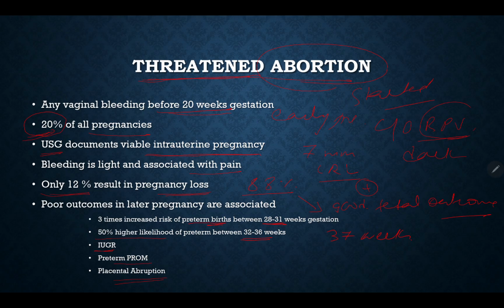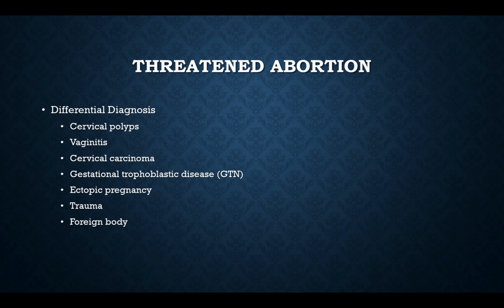So it becomes a high risk pregnancy, and you are going to call this woman repeatedly and keep an eye on these complications that may develop in such pregnancies. Now, what are the differential diagnoses? Definitely threatened abortion, although we are labeling every woman who comes with bleeding PV in her first trimester, before 20 weeks of gestation, as threatened abortion. So there could be differential diagnoses also.